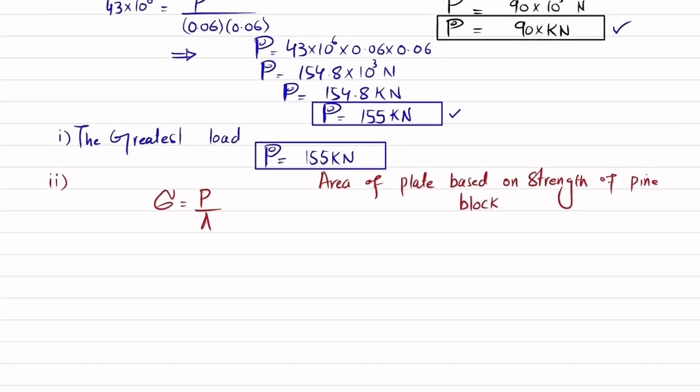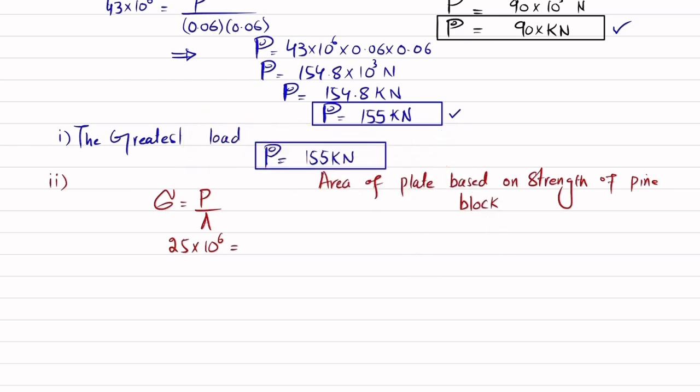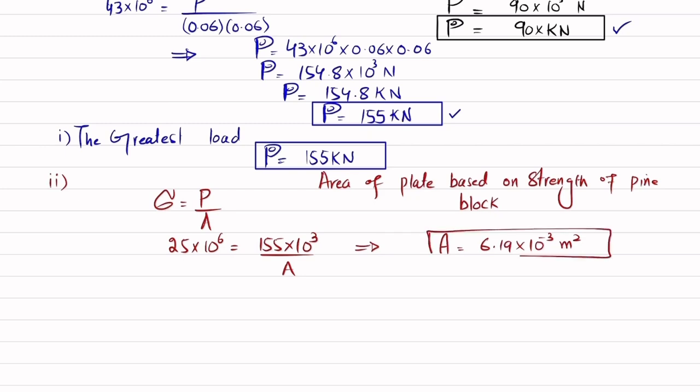So the stress is 25 into 10 to the power 6 Pascal. 25 into 10 to the power 6 is equal to P, the largest load, so 155 into 10 to the power 3 divided by the area. So from here you will get this area will be equal to 6.19 into 10 to the power minus 3, and the unit will be square meter. So this is the answer of our second part.